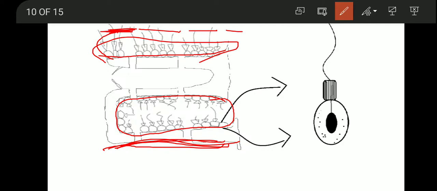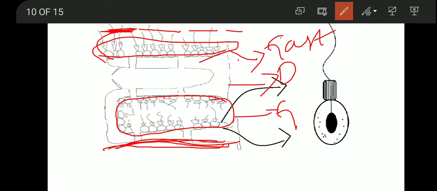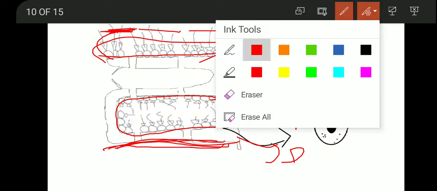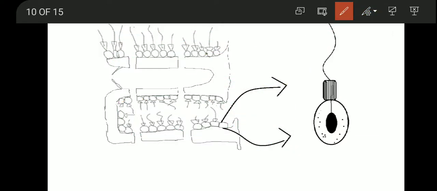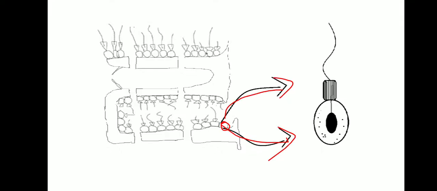Like this, one gastric layer, then we see dermal layer, then gastric layer. First one is the gastric, then dermal, then gastric, then dermal, in an alternate way. When you enlarge these choanocytes, they look like this. Is that clear? If you have any doubts, please let me know in the comment box.